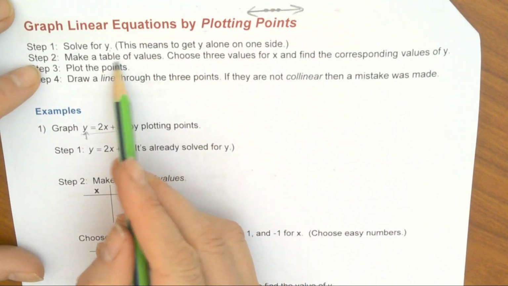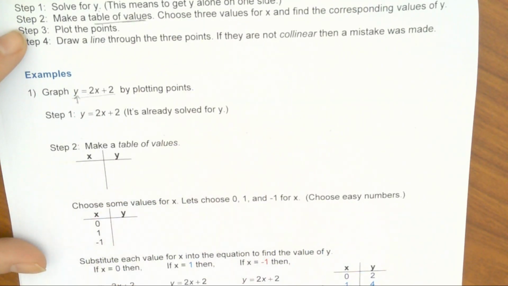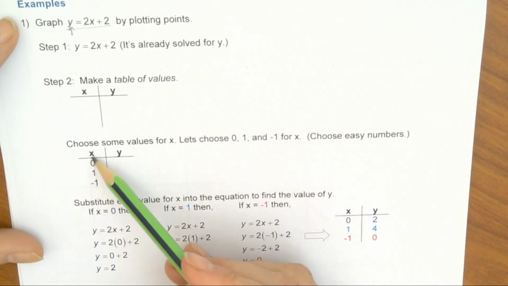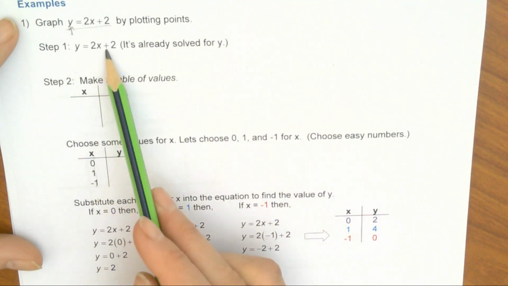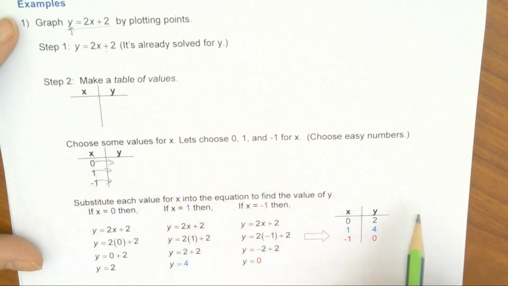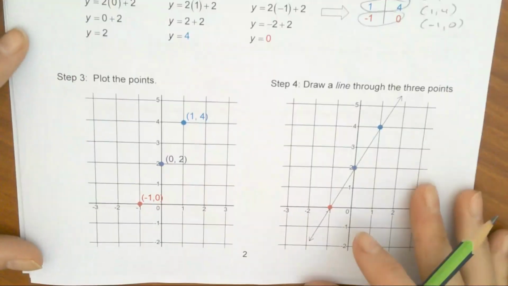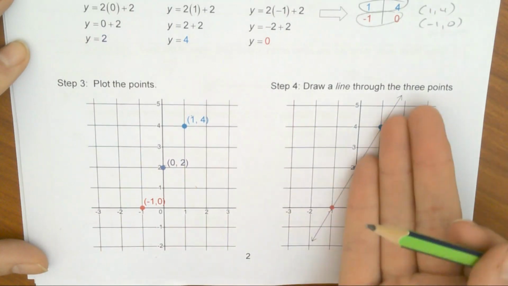Then we have to make a table of values. So here's a table of values. And then we choose some numbers, some values for x. We choose small numbers, so numbers that are easy. We substitute those into the equation and find out what y is. And then these become our points. So here's the first point, here's the second point, here's the third point. And then we plot the points, and then we join them up. And then we have graphed a linear equation.